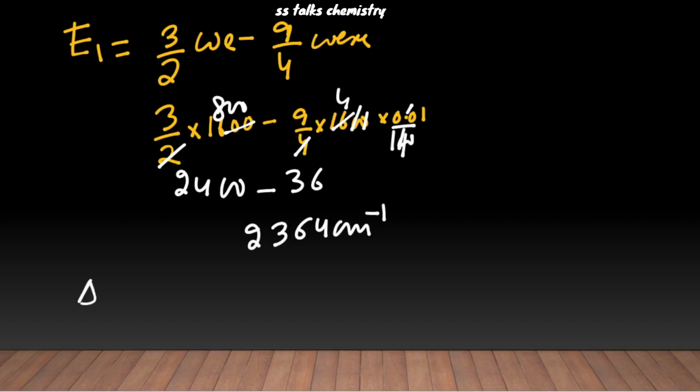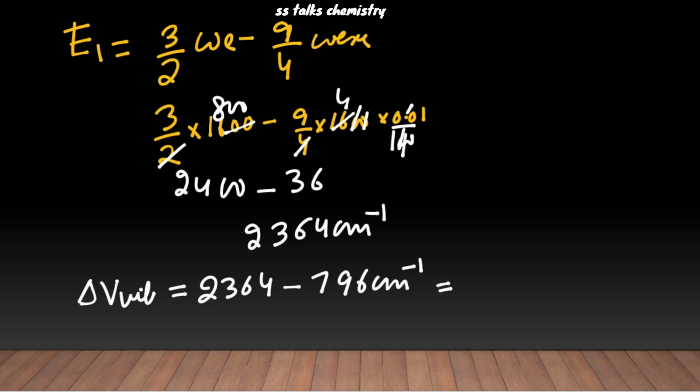That means the change in the vibrational energy that you get is equal to 2364 minus 796 centimeter inverse. So this value we get, which is 1568 centimeter inverse. So for the vibration, since the ground state is the most populated one, you take the intense band only. So the fundamental band is taken as the energy change only, right?